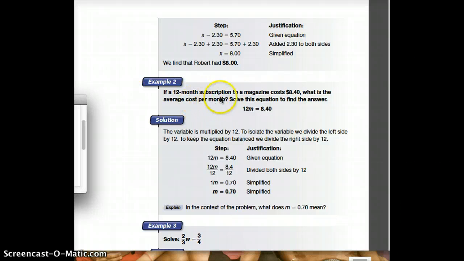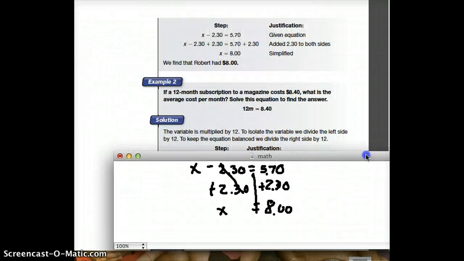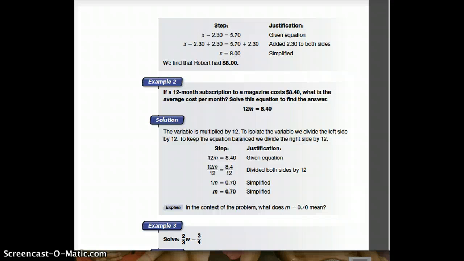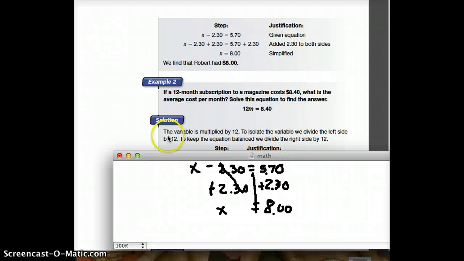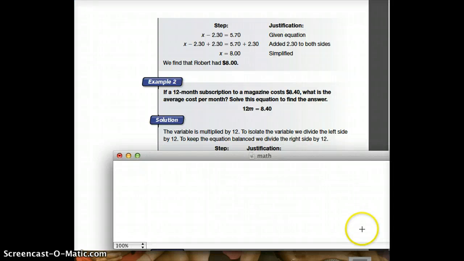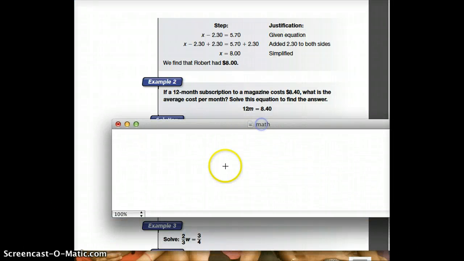Okay, look at the second example. A 12-month subscription to a magazine costs $8.40. What is the average cost per month? And they've set up the equation for you. Okay, so let's do that. Edit, select all, edit, cut. Okay, so we have 12m is equal to 840.